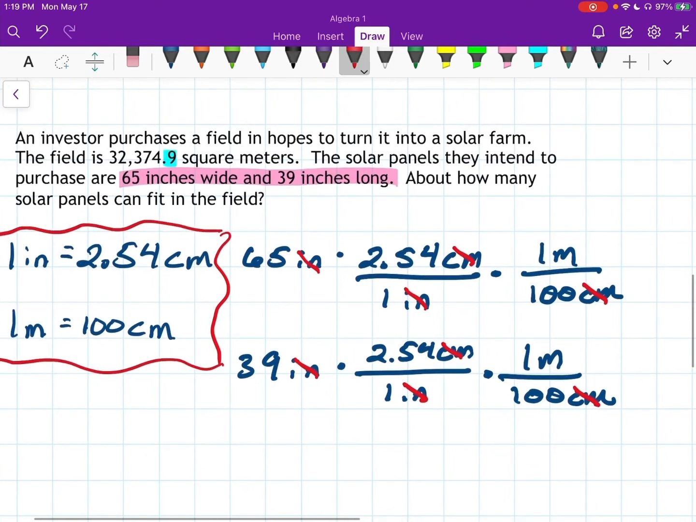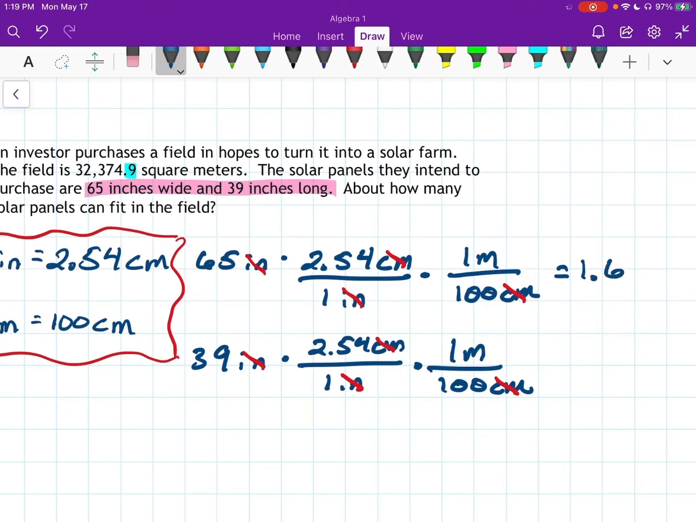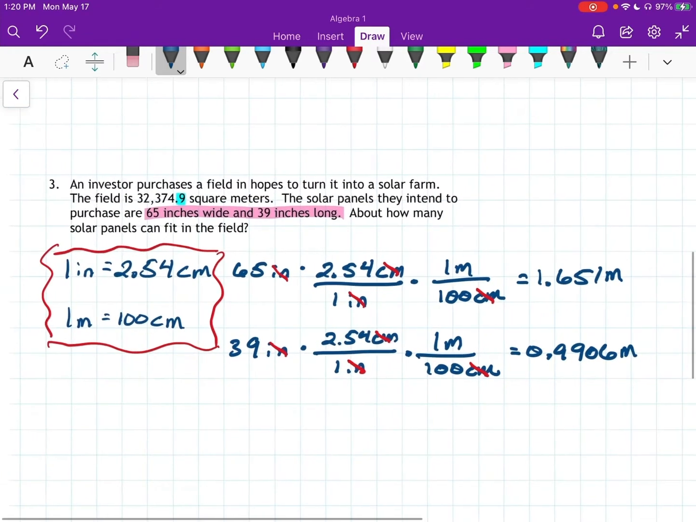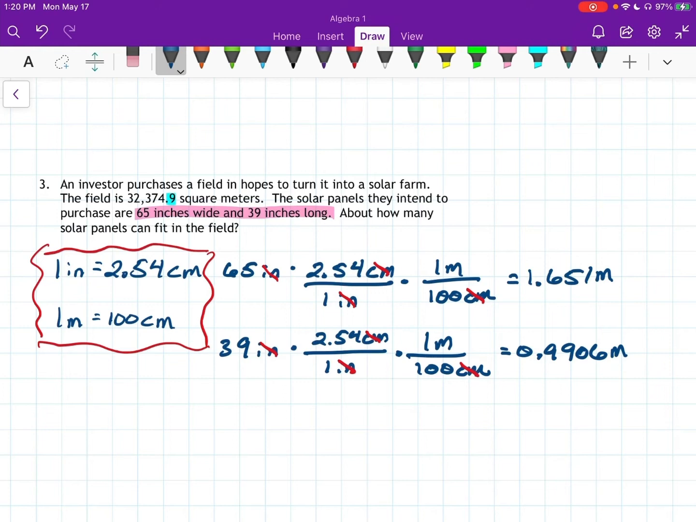So let's type these into the calculator. I'm going to first type in 65 times 2.54 divided by 100. I get 1.651. And on the bottom, whenever I type that in, I will get 0.9906, right? These are both in meters. Now, it can be tempting right now to round, but what we want to do is wait to round, and we want to do that at the end of the problem.